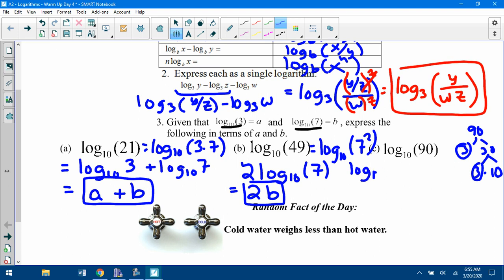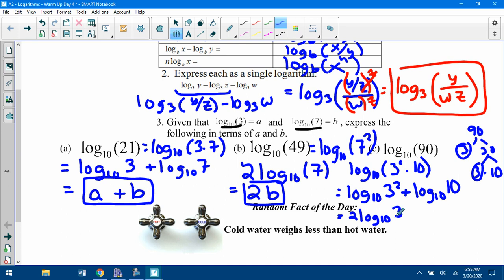90 is log base 10 of, I could write 3 times 3 times 10, or I could write 3 squared times 10. So then if you split that up, it's going to be log base 10 of 3 squared plus log base 10 of 10. I can still bring this 2 out front to make it 2 log base 10 of 3 plus log base 10 of 10.